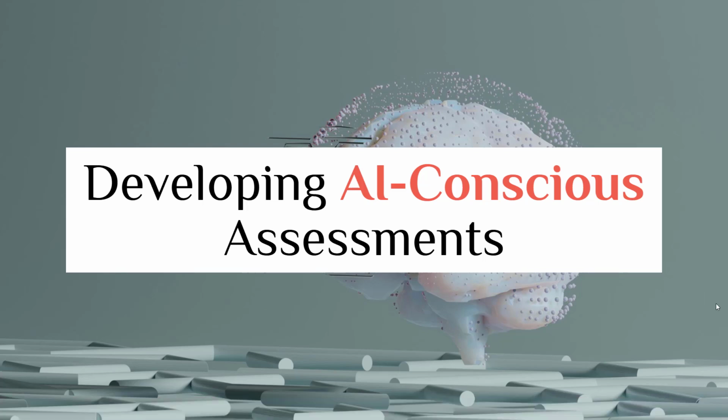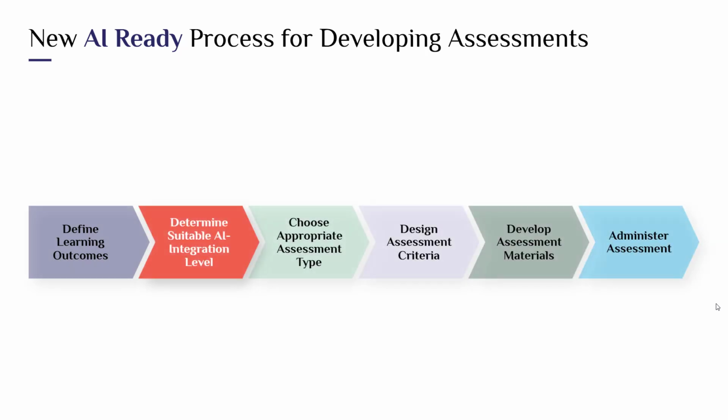Now, within the AI-ready process, this is what assessment development generally looks like. We start by defining our learning outcomes, thinking about what we want our assessment to actually measure, what we want to achieve with it. Next, we figure out the correct AI integration level based on what we're trying to achieve. And only after that do we begin actually designing the assessment itself, thinking about what kind of assessment makes the most sense, coming up with our rubrics, developing the materials, and then actually administering it to our students.